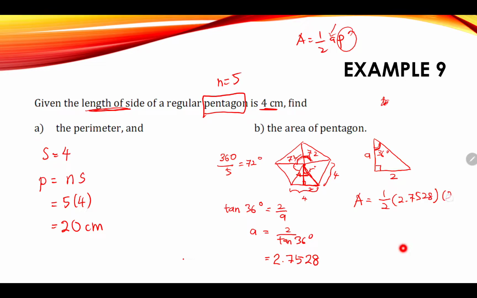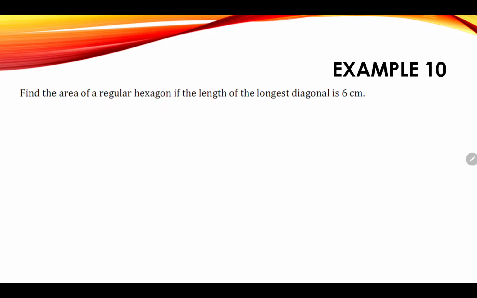Darab P. P dia 20 tadi. So, the area is 27.528 cm square. Okay, harap you all faham. Kalau tak faham, boleh tanya saya dekat dalam group. Okay, next example. Example 10.